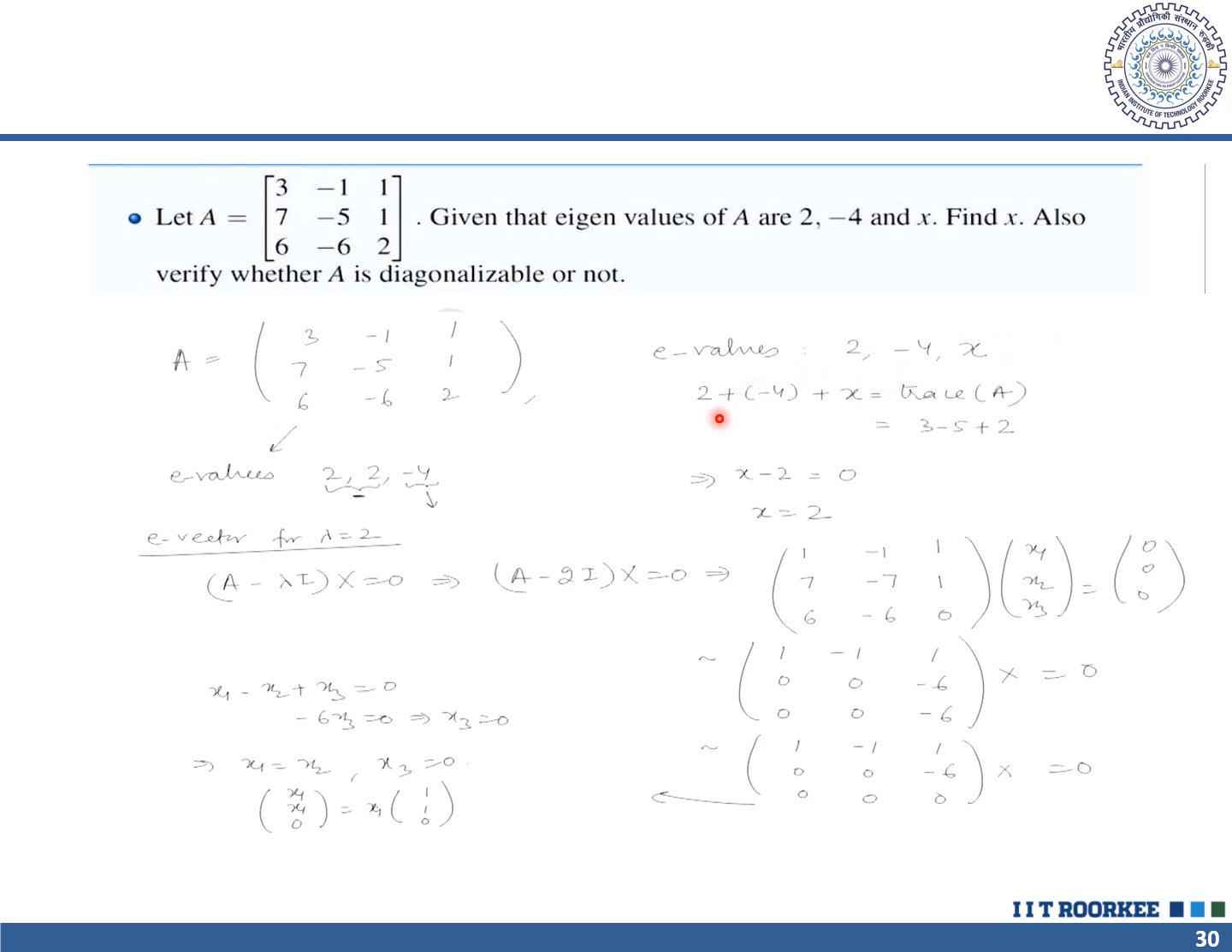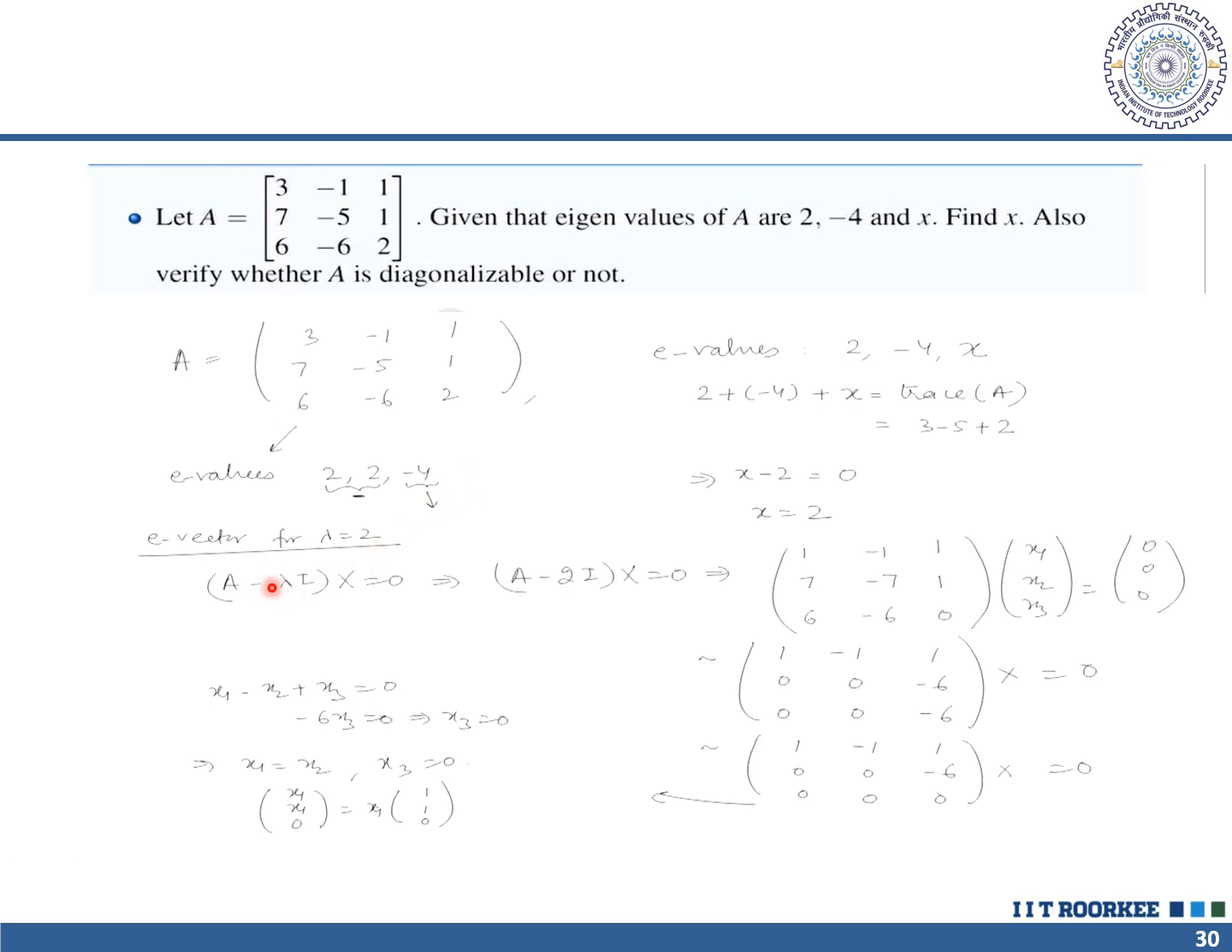We know the property that the sum of the eigenvalues 2, minus 4 and x should equal the sum of the elements on the diagonal, which is the trace of A. So x is found to be 2, and the eigenvalues are 2, 2 and minus 4. Here 2 occurs two times. So now we have to check whether the eigenvalue 2 has two linearly independent eigenvectors. If there are two linearly independent eigenvectors, then A is diagonalizable. If there is only one linearly independent eigenvector, then A is not diagonalizable.